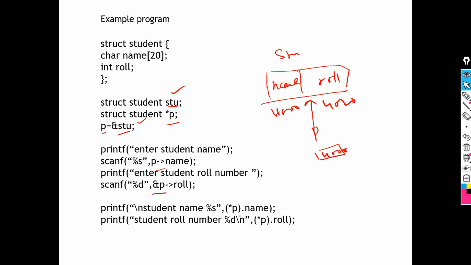Similarly, when you are printing, you can print using the p arrow kind of thing. You just say p arrow name, so it will print the name. But if you want another way of accessing, that is asterisk p dot name, you can use that, right? Those are the two ways. I can just say p arrow roll. This way also I can access, or else I can access using this, right? So this is how structures work with pointers.